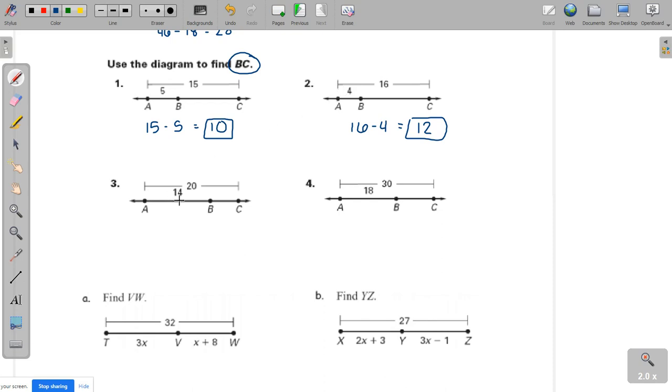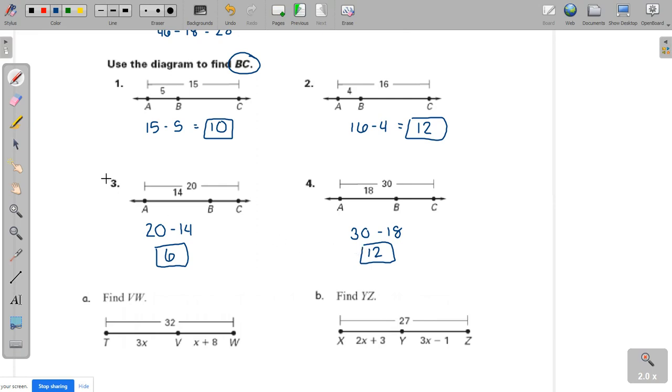Number 3, we have our full length of 20. Part of it is 14. The other part we need to find. So 20 minus 14 is 6. The last one here, we have the full length of 30, and part of it from A to B is 18. So if we subtract the two, we should get our BC. So 30 minus 18 is 12.